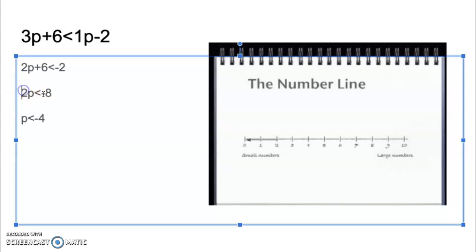And typically, if there was a negative sign in front of the number in front of the variable, you're actually going to have to switch the sign around. So if it was a -2p, it would actually be p > 4.